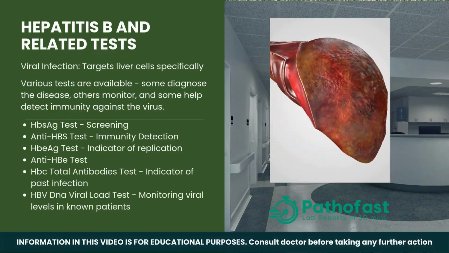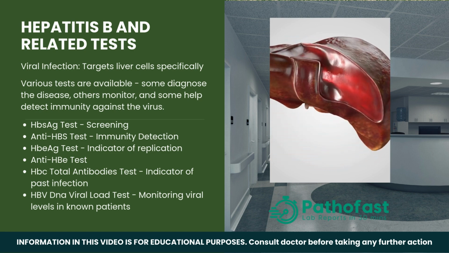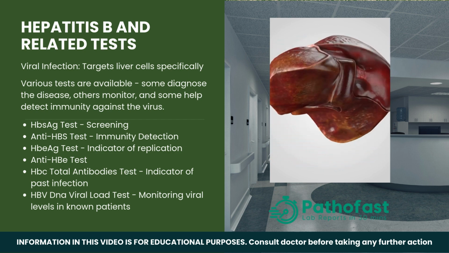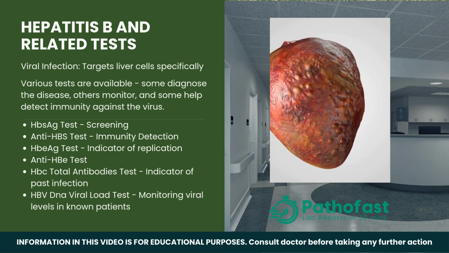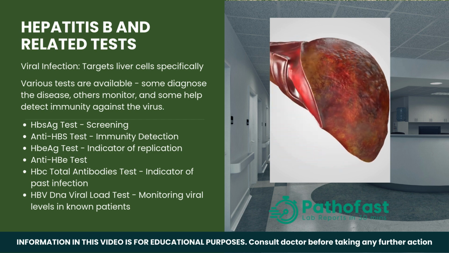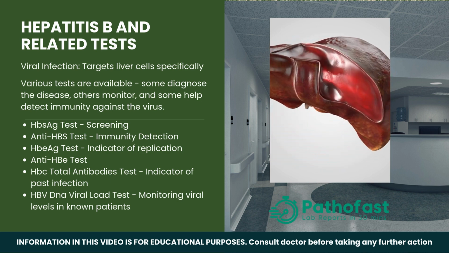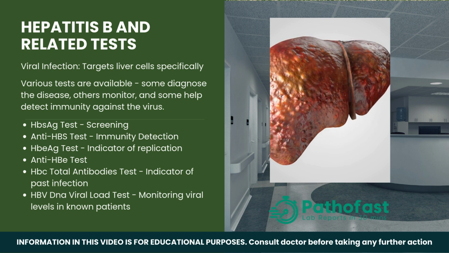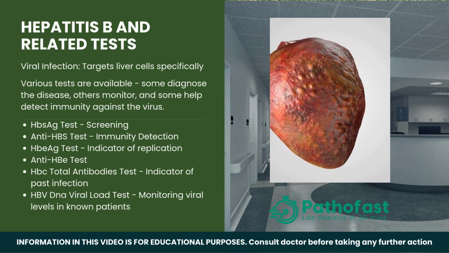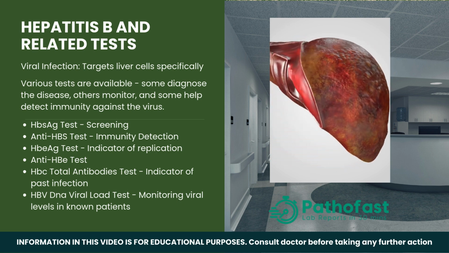So what are the different tests for hepatitis B? I'm going to enumerate all the different blood tests that are available for hepatitis B diagnosis. Some diagnose the disease itself, others monitor the disease, and some help us to tell whether you are immune to this virus. The first line test that is done is the HBsAg test. Then we have the anti-HBs test, which tells us whether you are immune to the virus or you've been properly vaccinated. We then have the HBe antigen and antibody tests, which are basically indicators of replication. We also have the hepatitis B core total antibodies test, which just proves that there was a past infection. And then we have the hepatitis B viral DNA load monitoring test, which tells us how much of the virus is currently present inside the patient's blood.